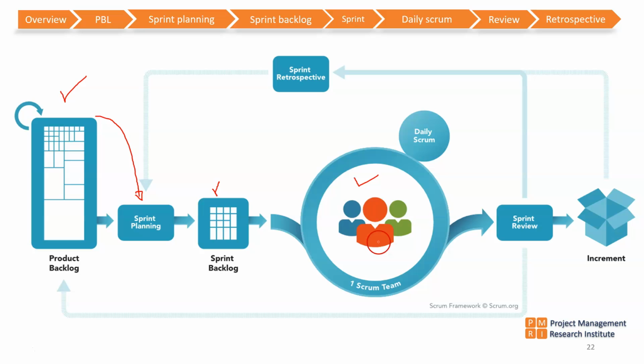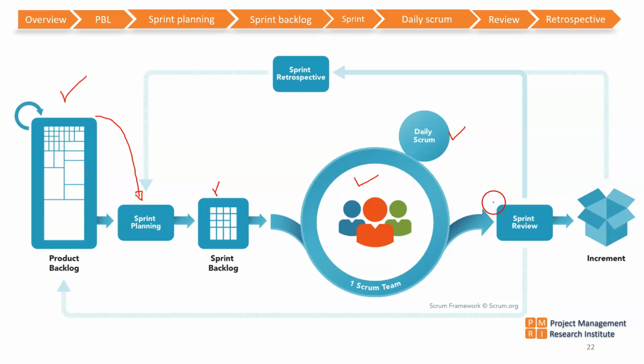The team works on the sprint backlog, and there is a daily scrum or a daily stand-up meeting where the team members convey three things to the rest of the team. What did I do yesterday? What am I doing today? And what are the issues I'm facing? And the Scrum Master should ensure that the issues are resolved immediately, otherwise the sprint output will be affected.